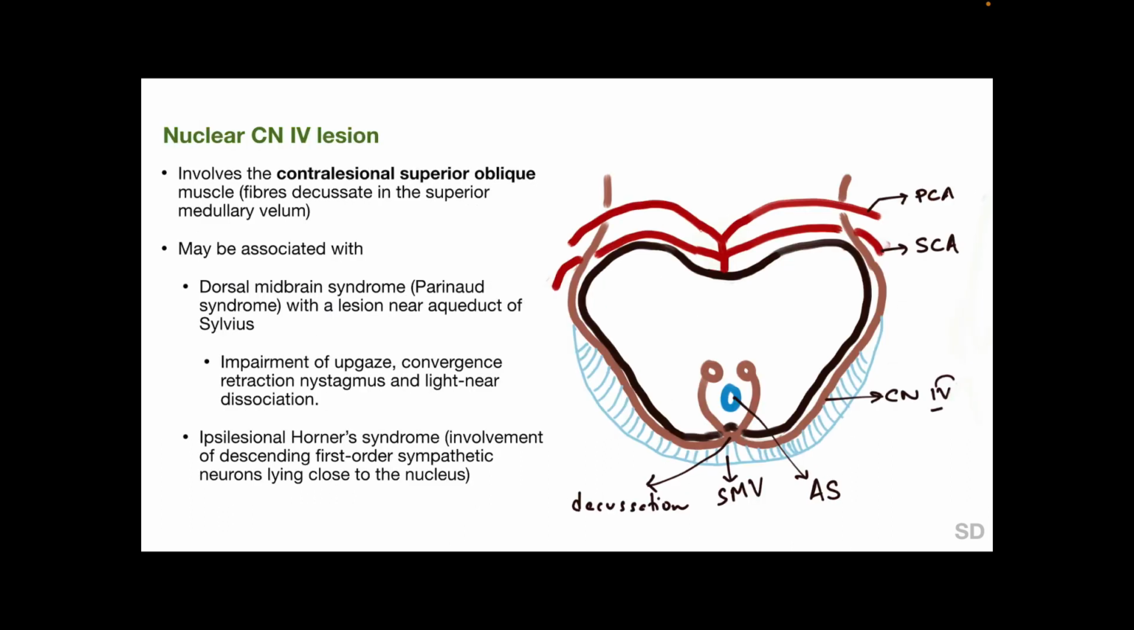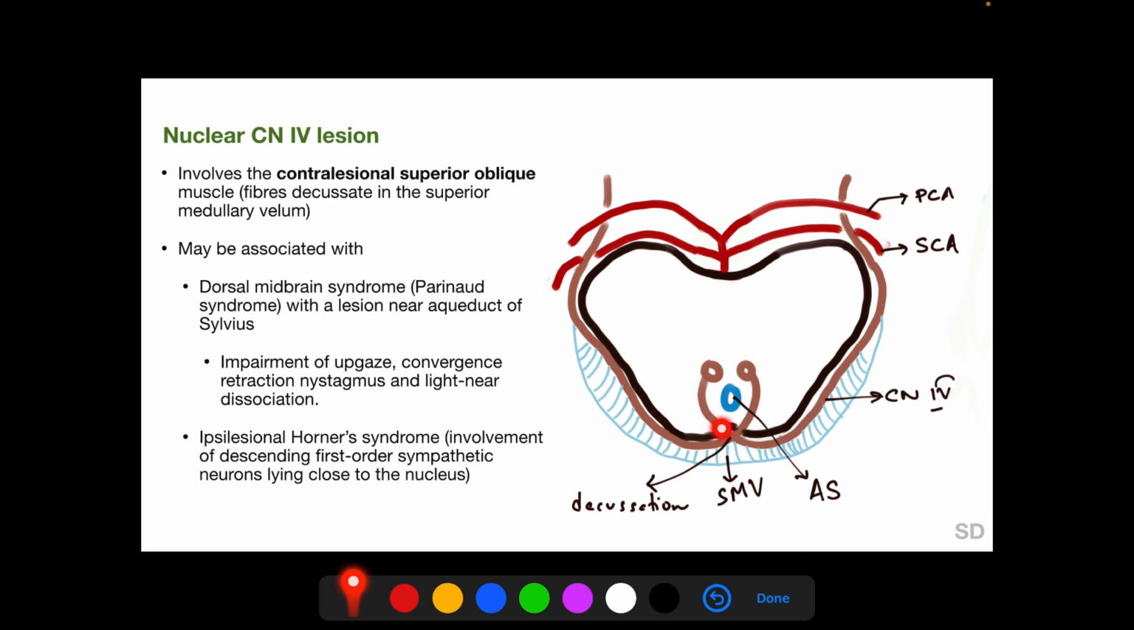A lesion in the nucleus of the fourth cranial nerve involves the contralesional superior oblique muscle, because the fibers originating from the nucleus decussate in the superior medullary velum. A lesion in the nucleus of the fourth cranial nerve can also be associated with other neurological features because of involvement of structures located close by.